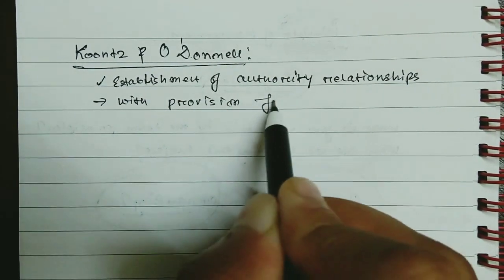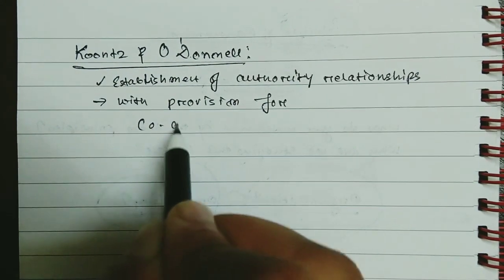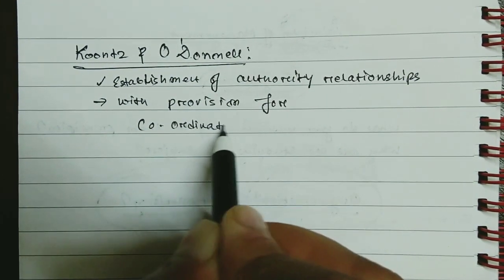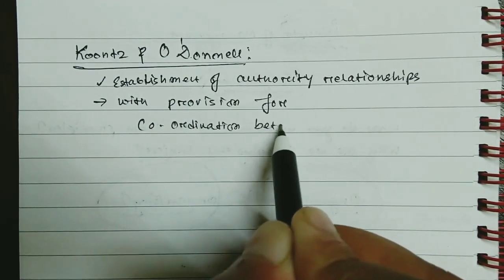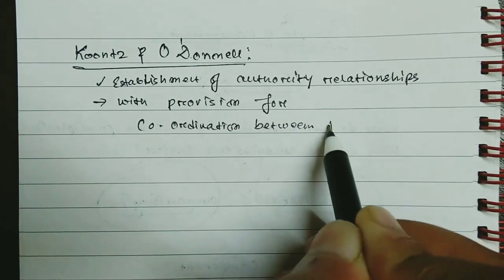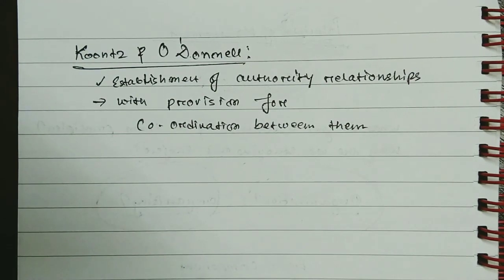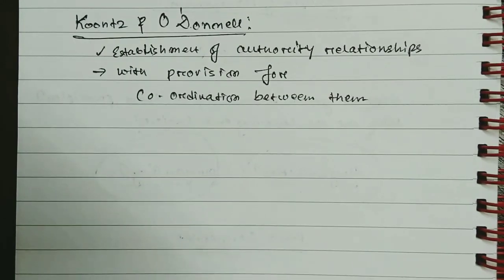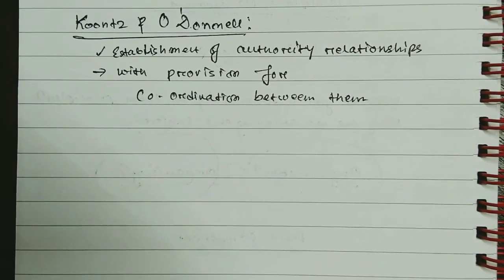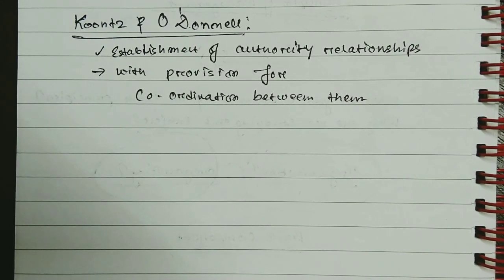with provision for coordination between them. সোজা কথা বলতে they are very short in their approach towards their definition. They are simply saying organizing is the establishment of authority relationships with the provision for coordination.